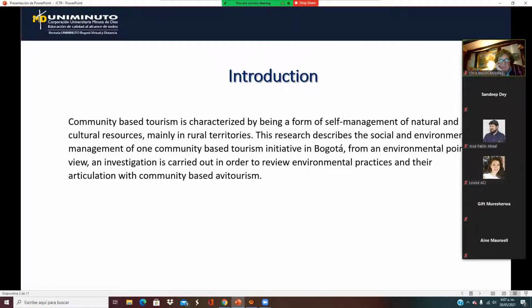So the introduction of this presentation. Basically, we are going to talk about community-based tourism. It's a tourism characterized by the self-management of the inhabitants of the territory, and it is mainly in rural territory. In this research, we describe the environmental appropriation of the community in a farm located in the south of Bogota, and we describe the environmental practice articulated between community-based tourism and bird watching.